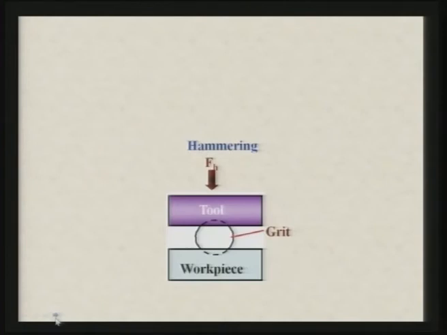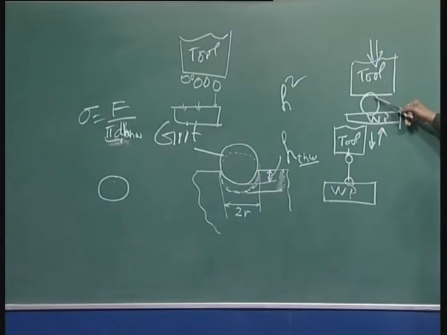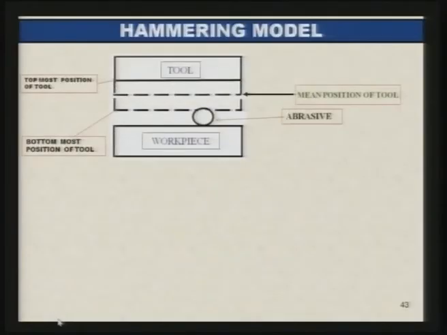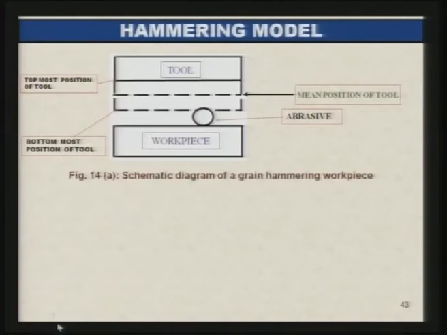As you can see here also, part of the abrasive is penetrated inside the tool and part of it is penetrated inside the workpiece. Now, here it indicates the topmost position of the tool where it starts vibrating, the mean position of the tool and the bottommost position of the tool, and at the bottommost position it is hitting the abrasive particle, or hammering the abrasive particle.